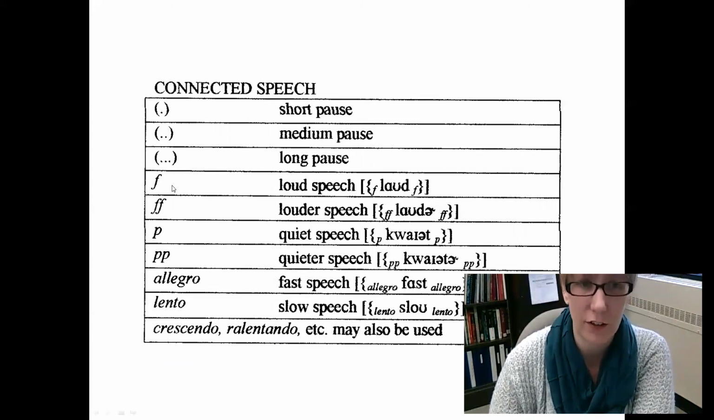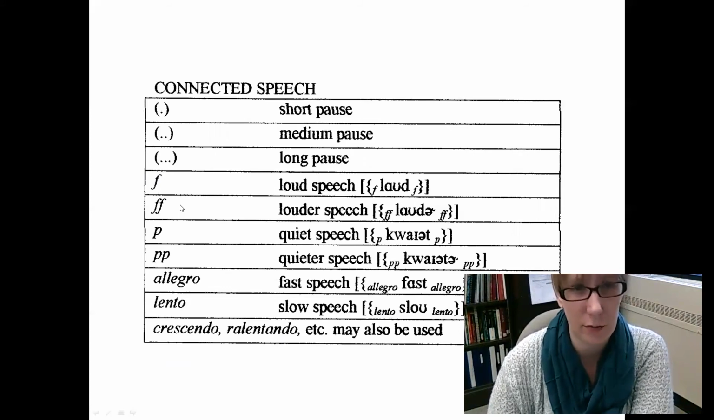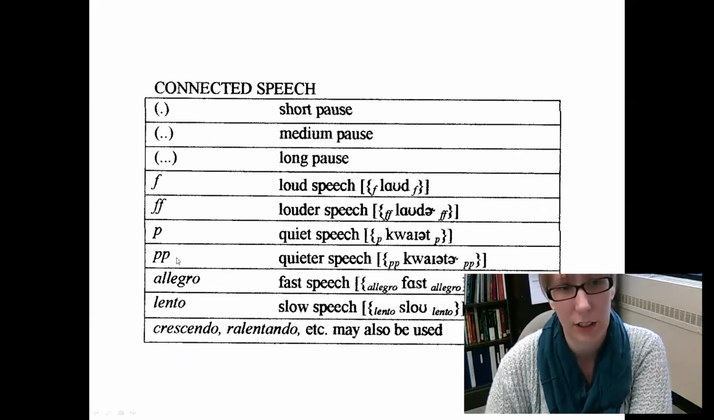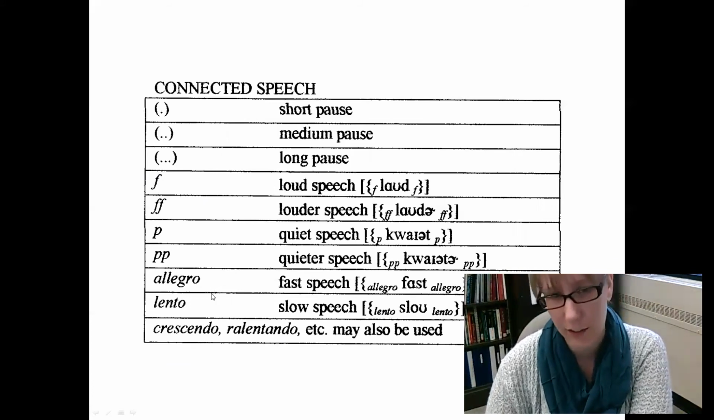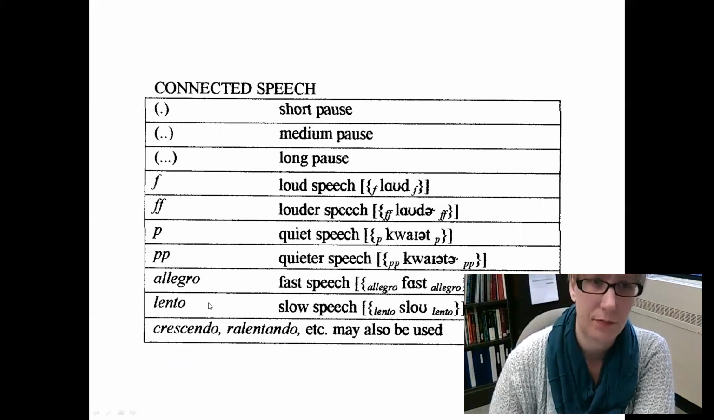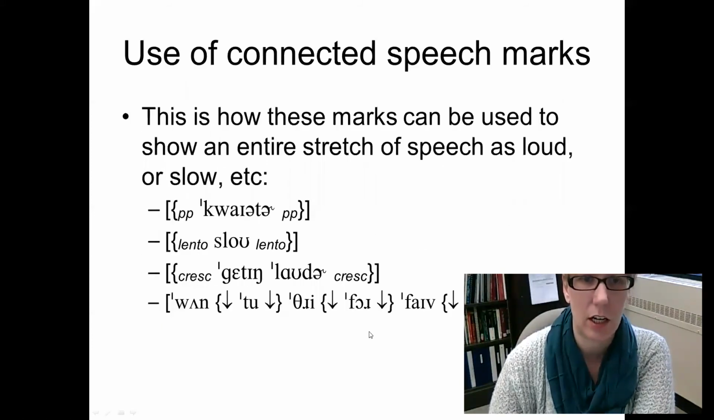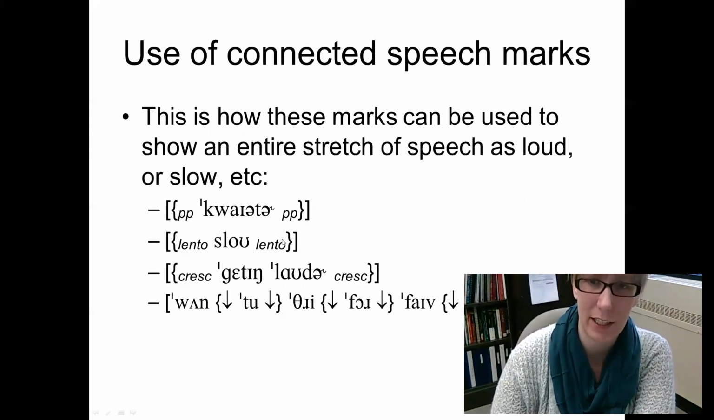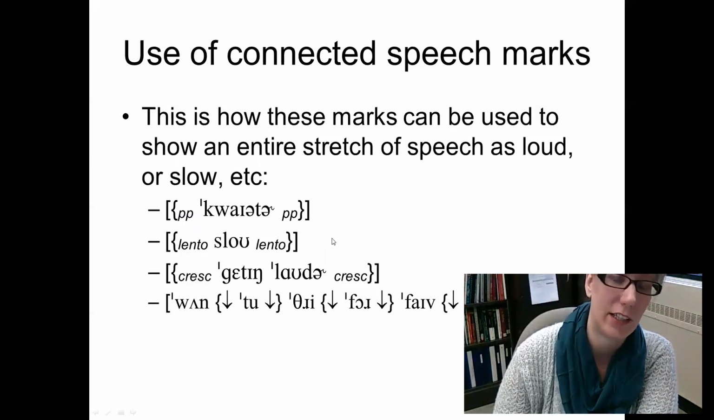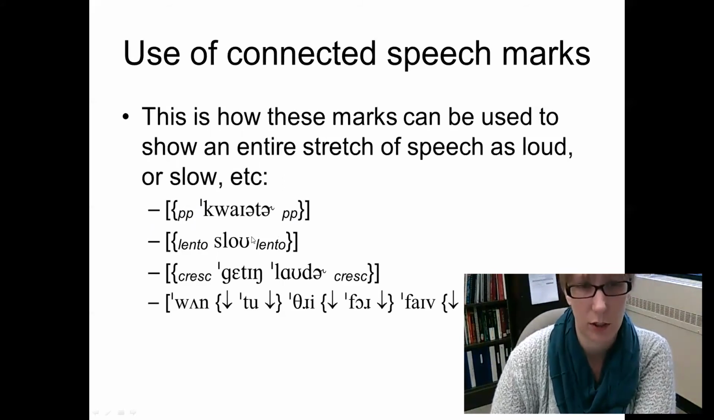So F is for forte, two Fs is for fortissimo, P is for piano, two Ps is for pianissimo, and allegro means fast, and lento is slow. So you can use those. Like this, you can add them around each side. Here would be your word quieter, and you have the PP, the pianissimo, on either side to indicate that this whole word was produced quieter than other words in the utterance.